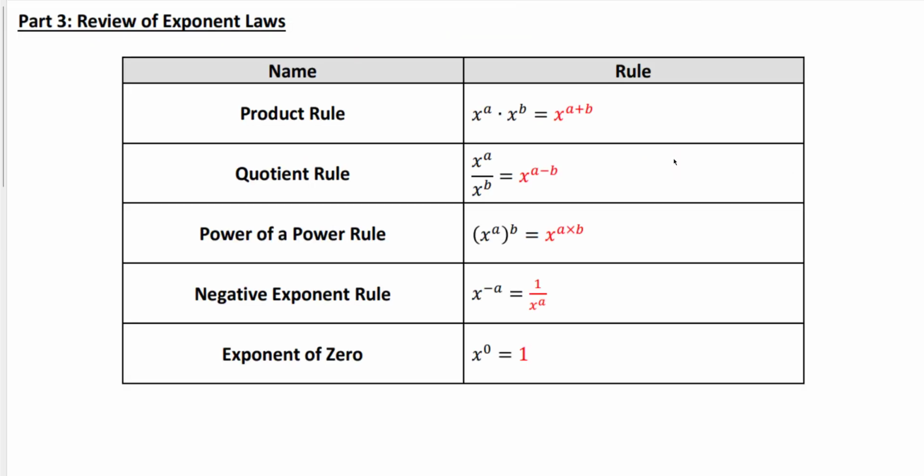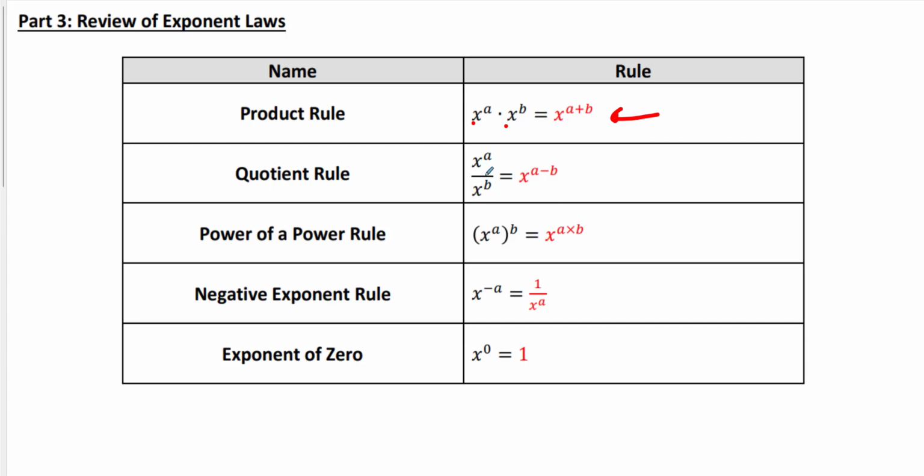Okay, so we are moving on to a review of exponent laws. These are important because these laws are very similar to the log laws. So exponents and logs are very similar, and you'll find that out soon. So product rule, pretty straightforward. If I have x to the power of a times x to the power of b, the base values are the same, so you can add a and b. A and b don't have to be the same. They just have to be numbers.